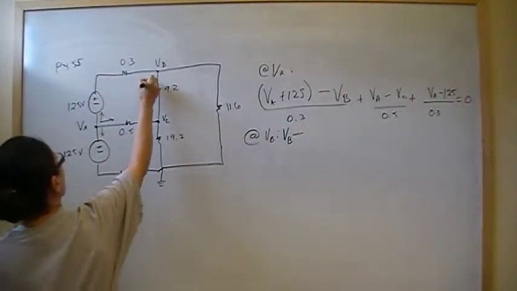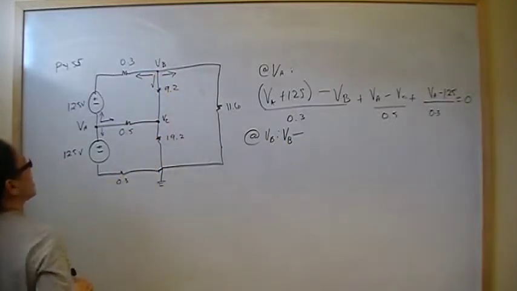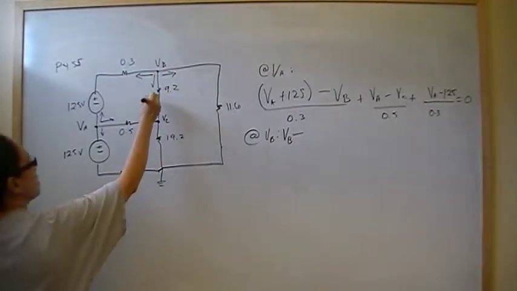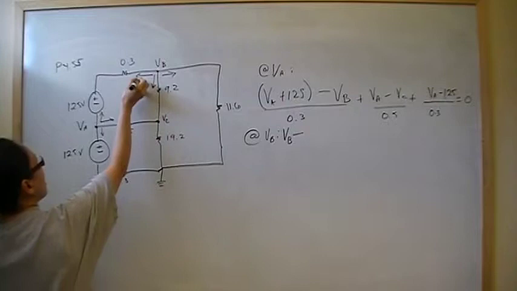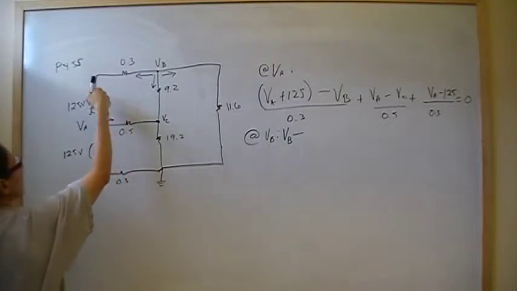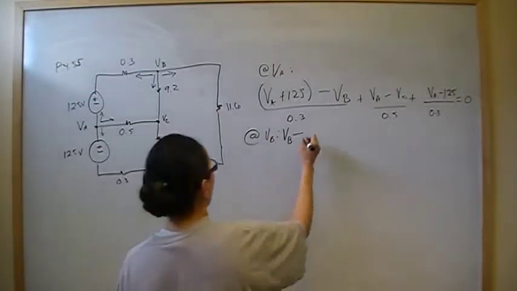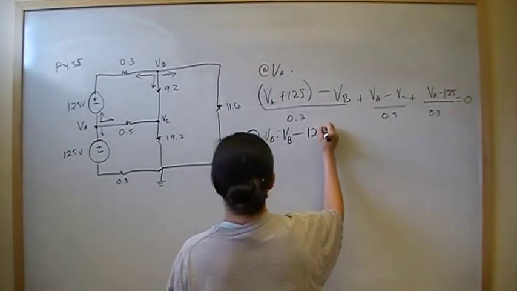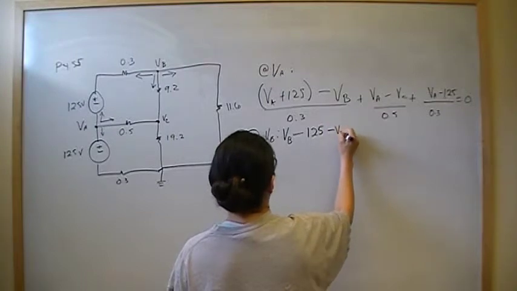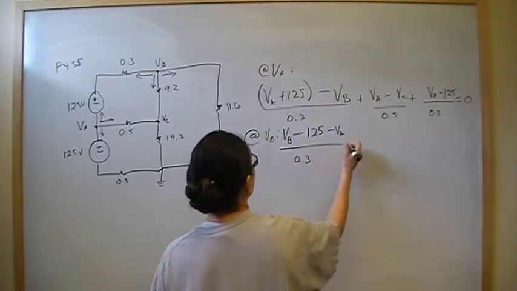minus, and again, we're looking at this current leaving, right? KCL is about the sum of the currents leaving being equal to 0, and as it goes through here, it's going to go from plus to minus. That is a voltage drop. We went from positive potential to negative potential, so that's going to be minus the 125 this time. And also minus the VA. All that is going to be over 0.3.